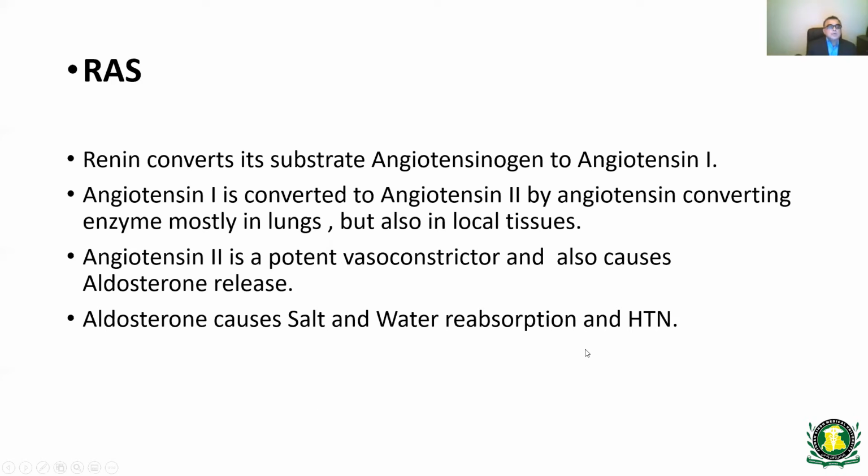So a little bit more about the renin-angiotensin system. Renin converts its substrate angiotensinogen to angiotensin 1. Then angiotensin 1 is converted to angiotensin 2 by angiotensin converting enzyme, mostly in the lungs, but it also occurs in the local tissues. Angiotensin 2 is a potent vasoconstrictor, and it also causes aldosterone release. So both of them can cause high blood pressure. Aldosterone causes salt and water reabsorption and then hypertension.